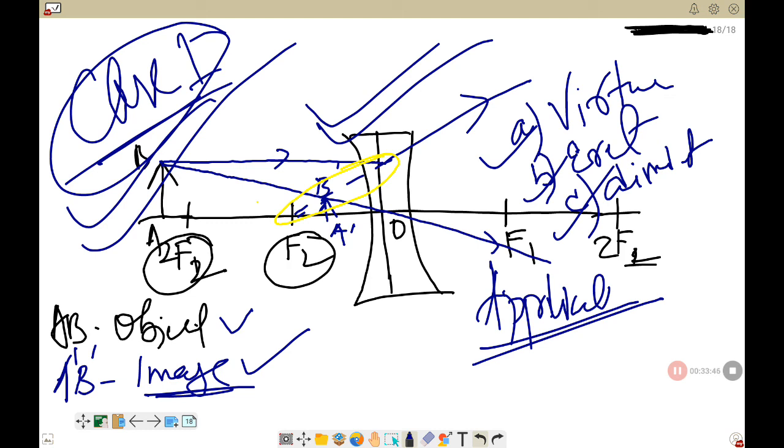All right, so you have a table in your book. In your book you'll get a table where the relative positions of the object and the image in case of concave lens and convex lens are given. Go through that table as well.